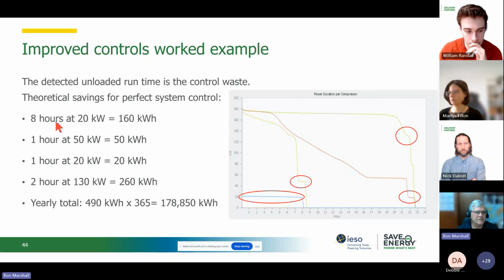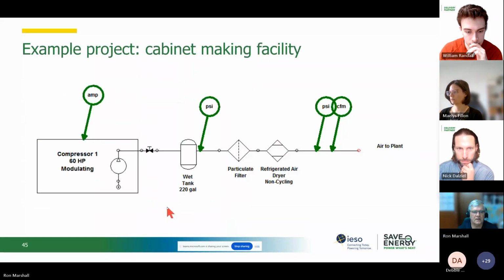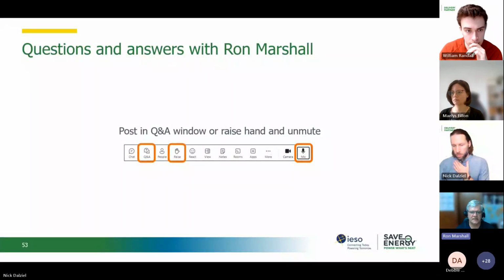What the number of hours for the unloaded portion of that might disappear with perfect control, right? Add them all up and multiply the savings by 365 days, right? And come out with 178,000 kilowatt hours per year with perfect control, right? Okay, an example project, cabinet making facility, right?